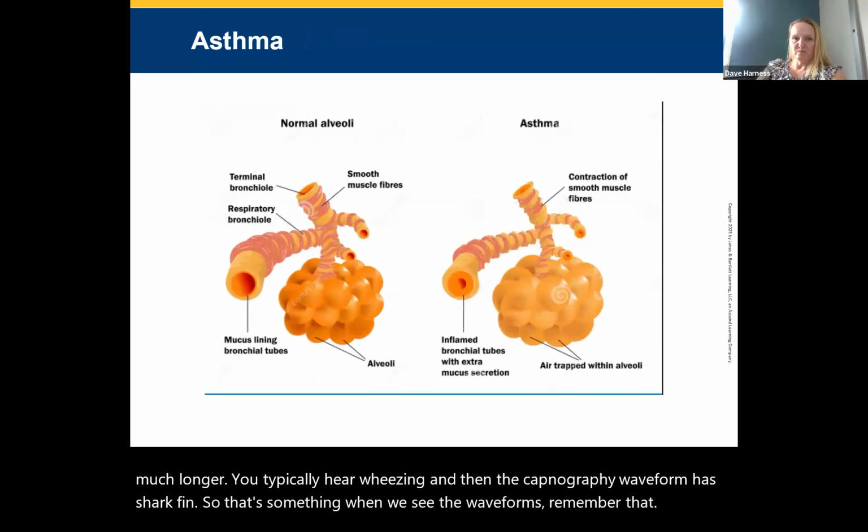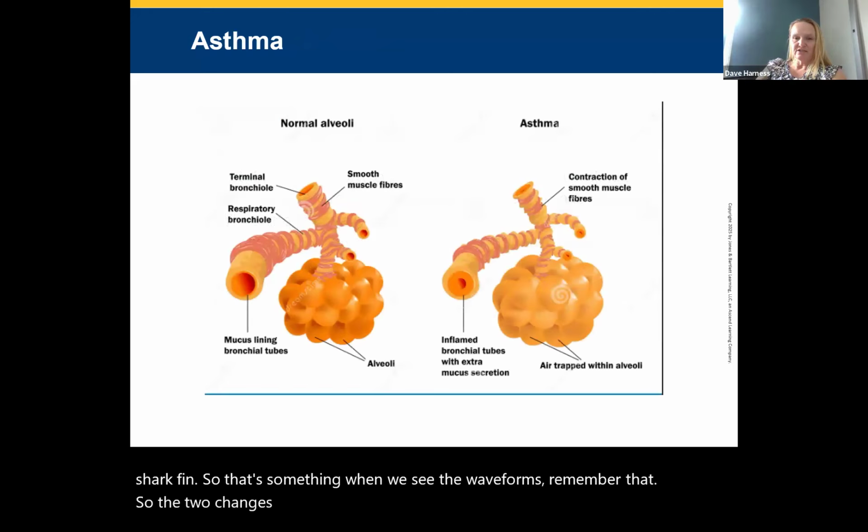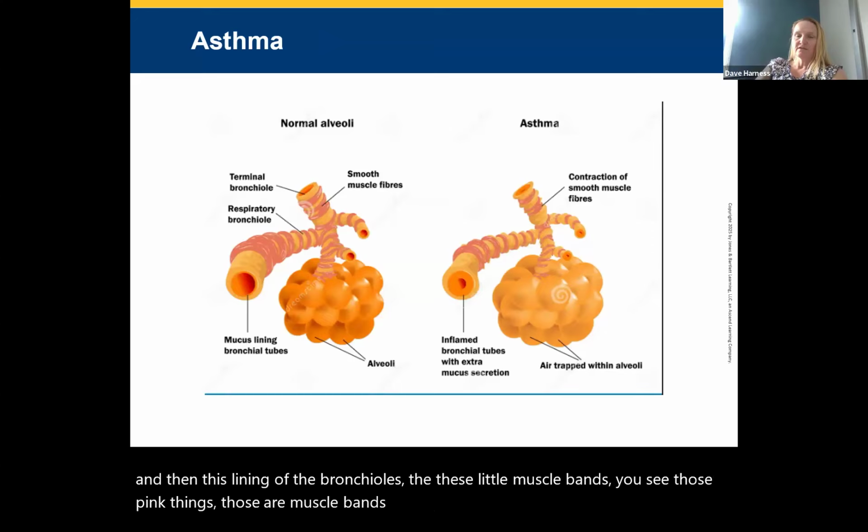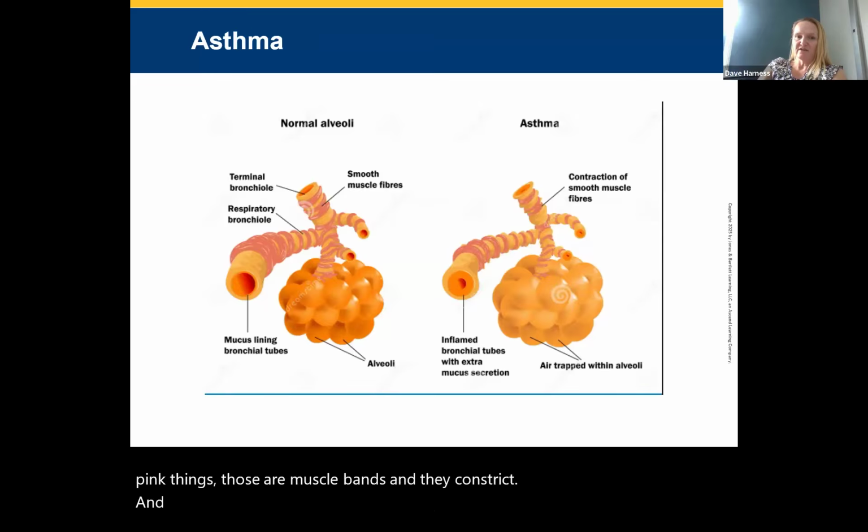So the two changes in asthma: the alveoli get air trapping, so they're hyperexpanded. And then the lining of the bronchioles has these little muscle bands, you see those pink things, those are muscle bands, and they constrict. So there's not enough room to move the air out. And then the very inner lining of the tubes gets inflamed and thickened.